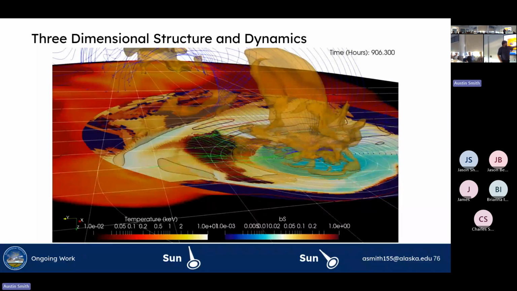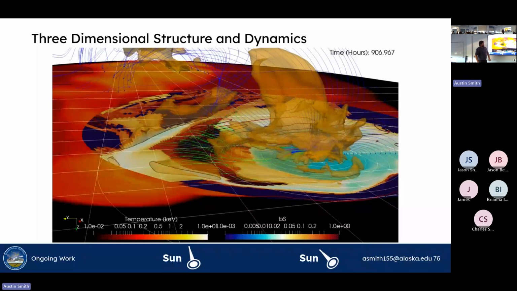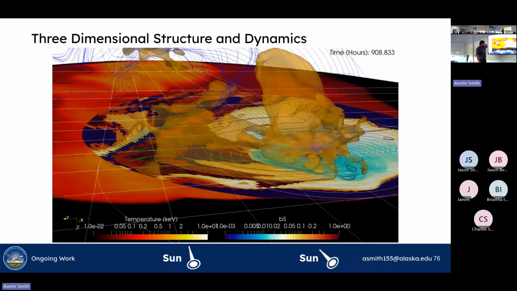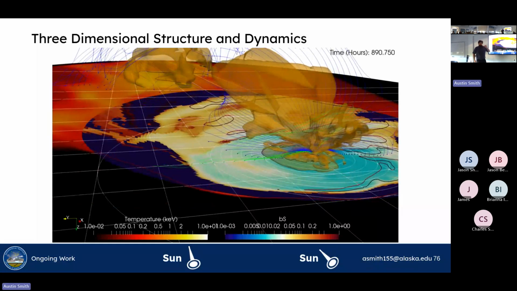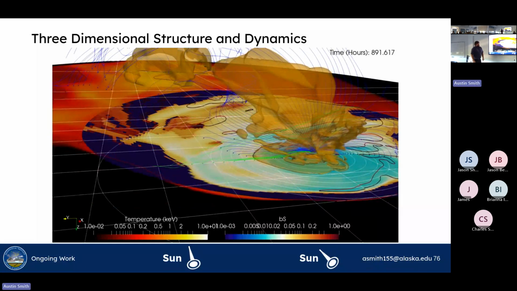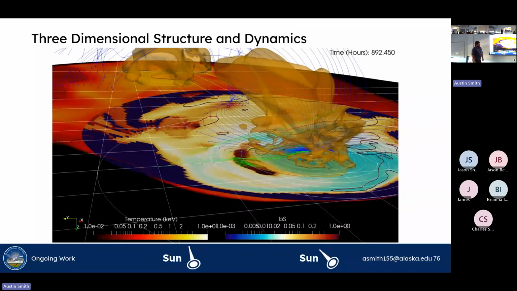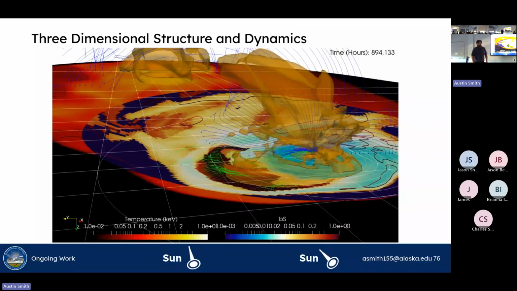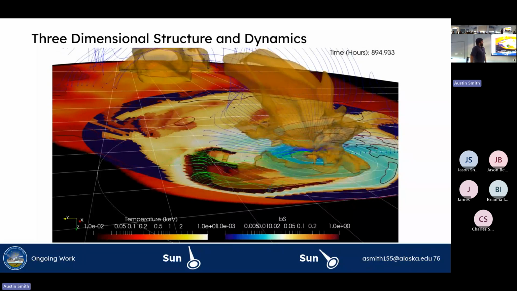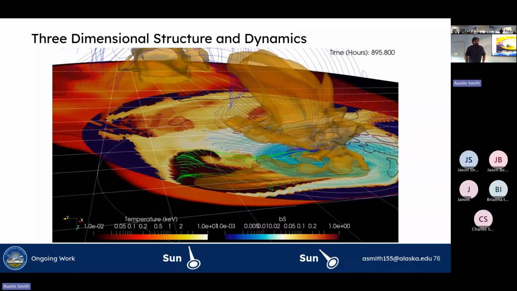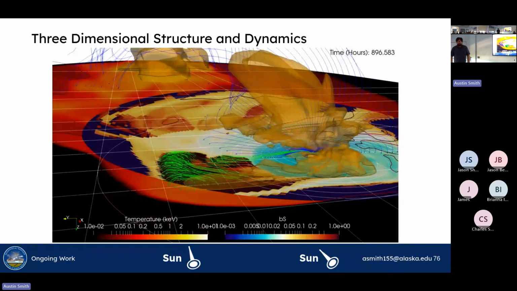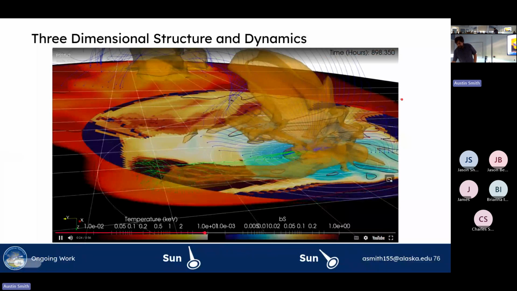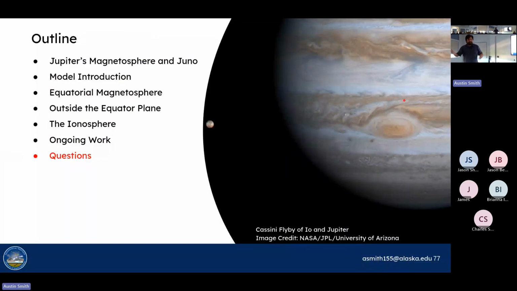And here's another, near this Vasyliunas X-line in the cartoon diagram, and there's a lot of heating associated with it. So there's a lot to think about and look at here. I've discussed this with people for hours, but it gives a picture of how messy Jupiter's magnetosphere is. Oh, and with that, I guess I'll open it up to questions.